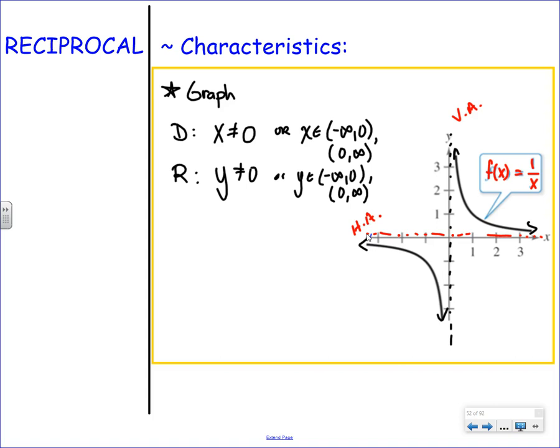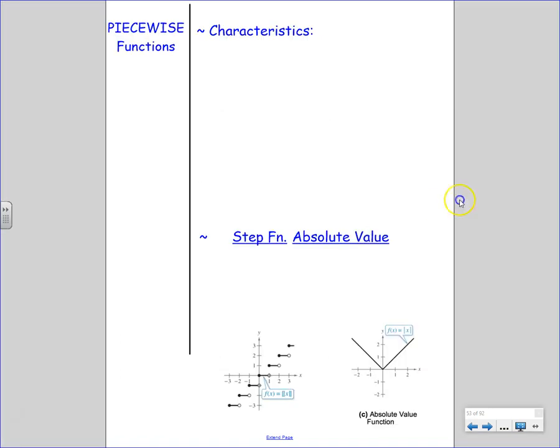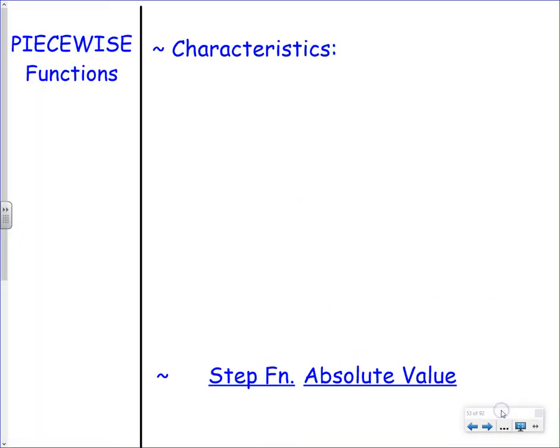It's pretty exciting. Okay, so let's move on from reciprocal. We have two more to talk about. Actually, two specific ones and one general category. General category first. Piecewise functions.